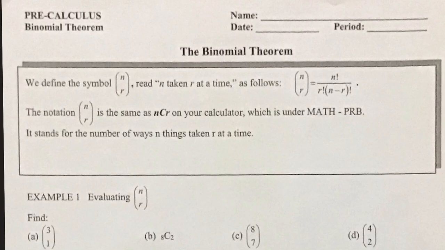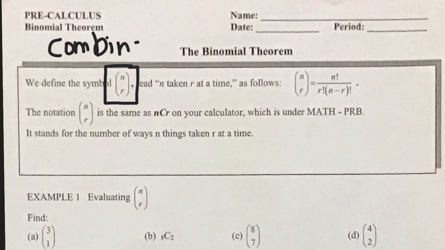Okay, this is a little lesson about something called the binomial theorem. So we're going to start off with something that has absolutely nothing to do with the binomial theorem, and that's talking about what this means. Okay, so this is a way that we can write down something called a combination.